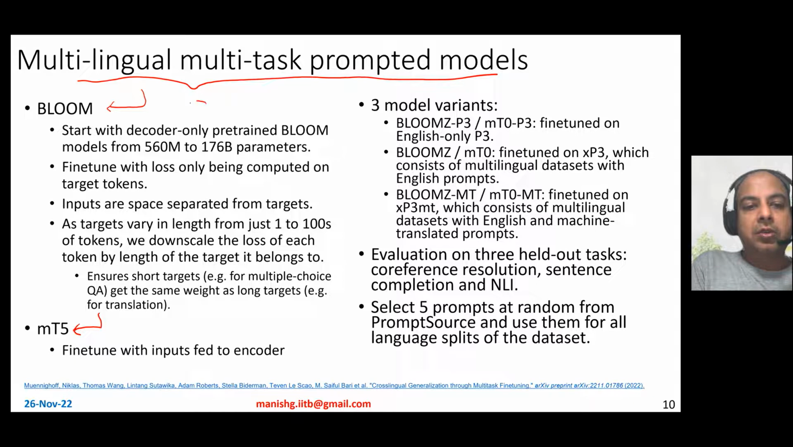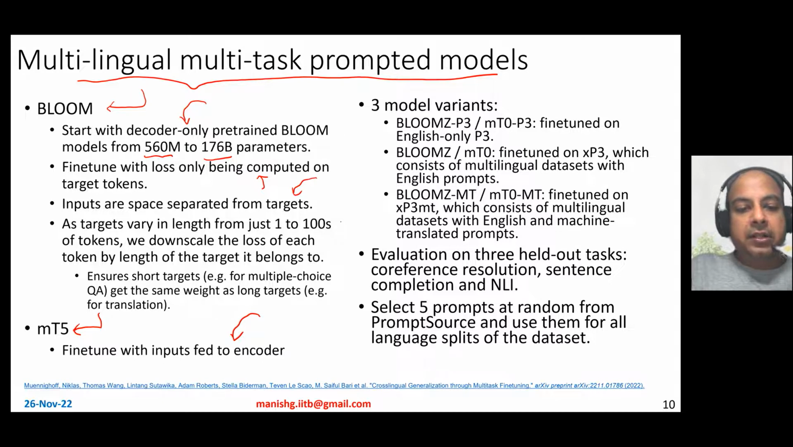Remember, Bloom is a decoder-only pre-trained model, and the model sizes vary from 560 million to 176 billion parameters, while MT5 is an encoder-decoder model. In Bloom, you fine-tune with the loss only being computed on the target tokens. Of course, in MT5 also, you compute the loss on the target tokens on the decoder side. In Bloom, inputs are space separated from the targets because everything is passed to the decoder. In MT5, it is more natural that the inputs are passed to the encoder and you get outputs from the decoder side.